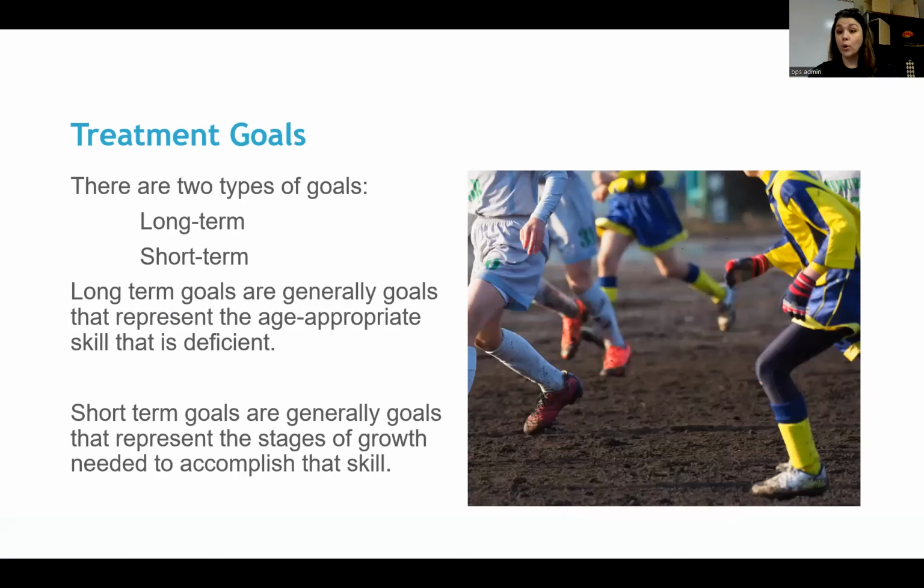Treatment goals come in two forms: long-term goals and short-term goals. Our long-term goals are the ultimate outcome. This is the age-appropriate skill that we are trying to achieve. And then we have our short-term goals. We generally strive to achieve them in a short amount of time, and we look at them as steps or benchmarks. We're going to go through a couple of examples today.